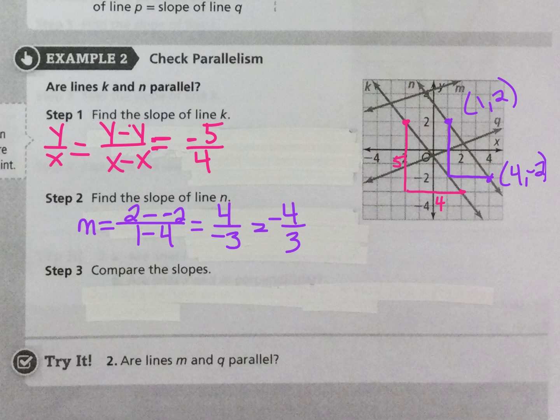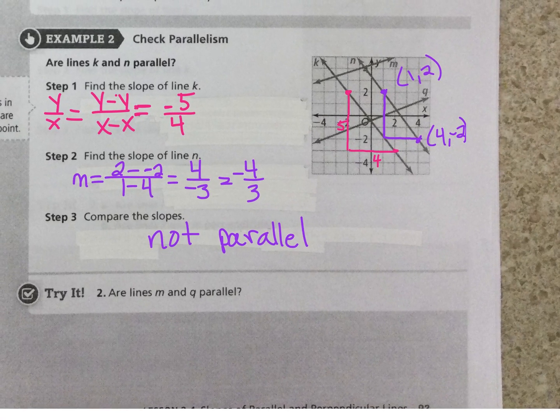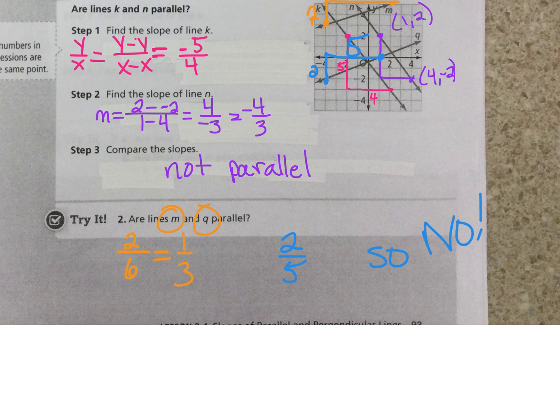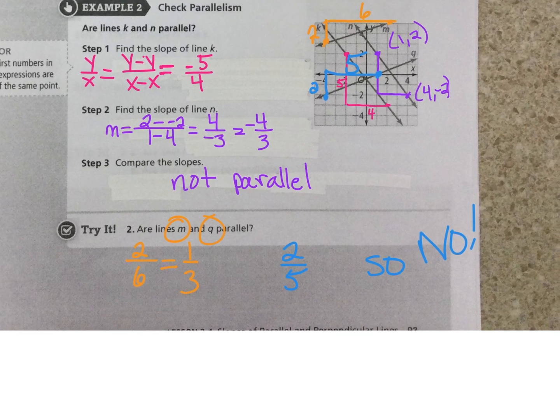So if I compare these slopes, they are not the same. So these guys are not parallel, even though they may look like it in the picture. Now it wants to know if M and Q are parallel. So you check M and Q and then come back and see if your answer is right. All right, so one of the slopes was 2 over 6, which was 1/3, and the other slope was 2 over 5, which is, no, those are not the same slopes, so the lines are not parallel.